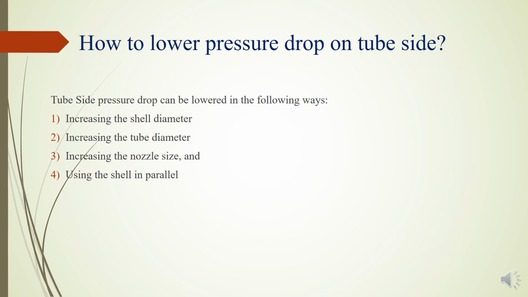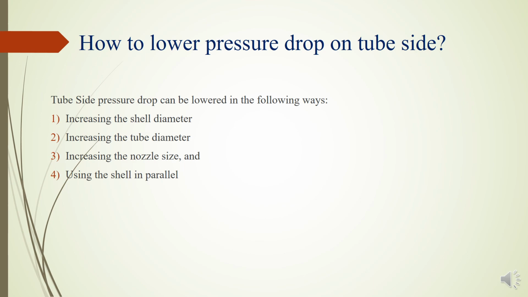Tube side pressure drop can be lowered in the following ways. First is increasing the shell diameter. That is, increasing the shell diameter increases the tube flow area due to increased number of tubes and thereby reduces tube flow velocity and hence reduces the tube side pressure drop. Further, it also means reduced tube length, which too leads to reduced pressure drop.